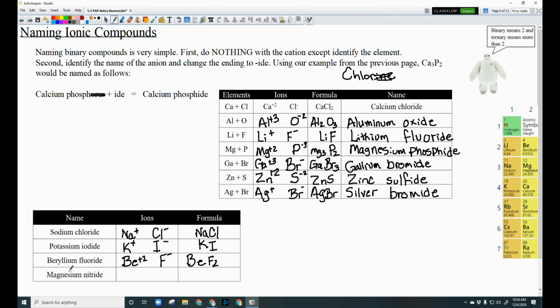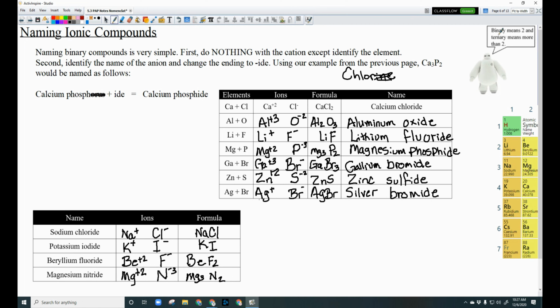And for the last one, magnesium. Magnesium is Mg. It's in group 2, so we have a +2 ion. Nitride is nitrogen. Nitrogen is a -3 ion. +2 and -3 don't equal 0, so we have to swap and drop. So we're going to get Mg3N2. All right? Easy peasy.